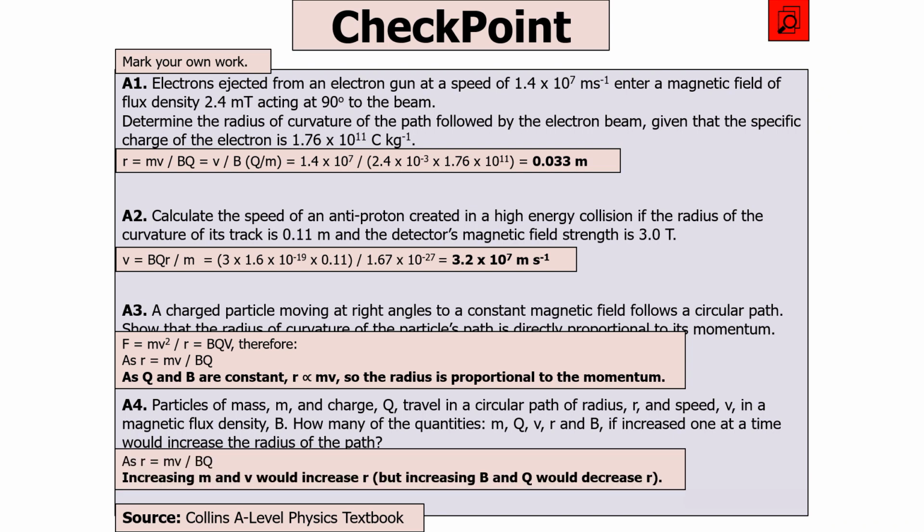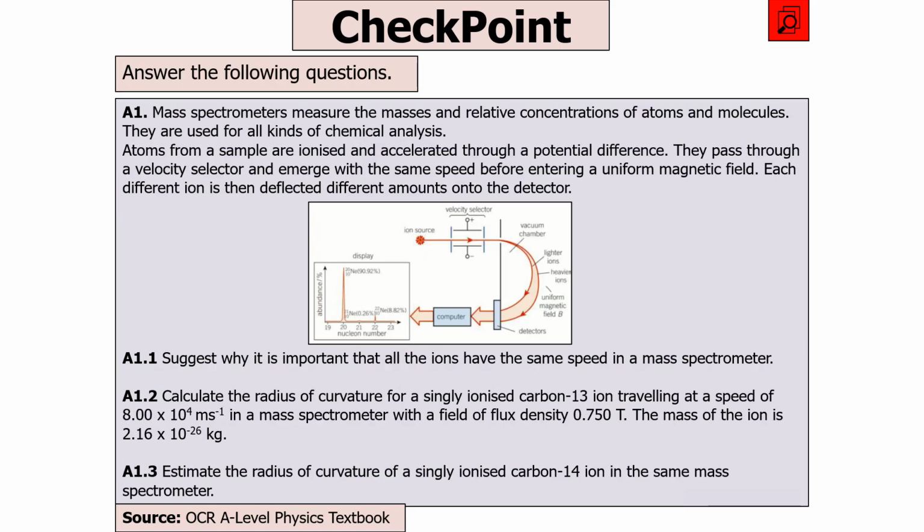Finally, we know r is equal to mv over bq. So an increase in m and v would increase r, but an increase in B and q would decrease r. The next question says, mass spectrometers measure the mass and relative concentrations of atoms and molecules.